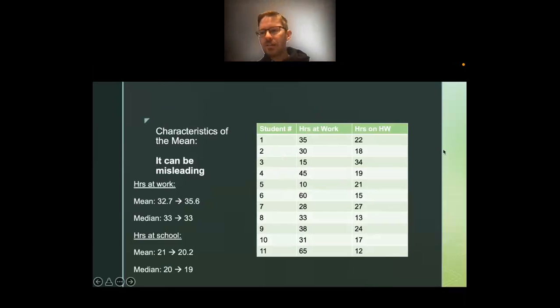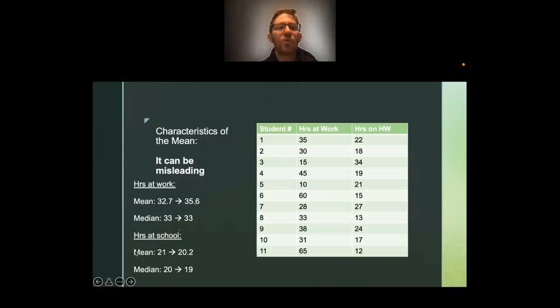I'm going to skip this if you want to go look at it, so I added, I guess I won't skip it. So in this, remember before we had 10 students, I added an 11th student with really extreme values. So 65 hours at work is far higher than the rest, and 12 hours on homework is far lower than the rest. And I'm showing you how it changes the median less than the mean. So the mean here changes from 32.7 for hours at work to 35.6. So it grows quite a bit, whereas the median stays the same. And I'll let you do the work to see how that happens.